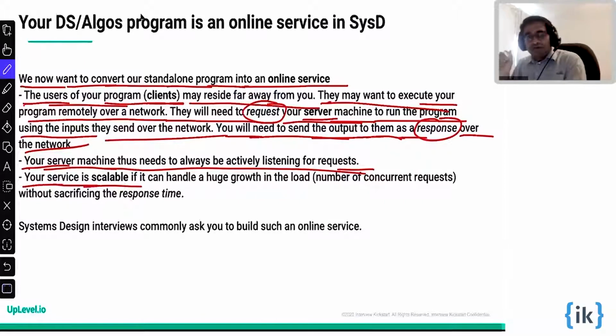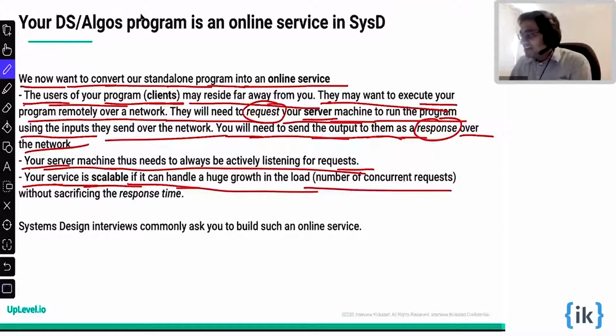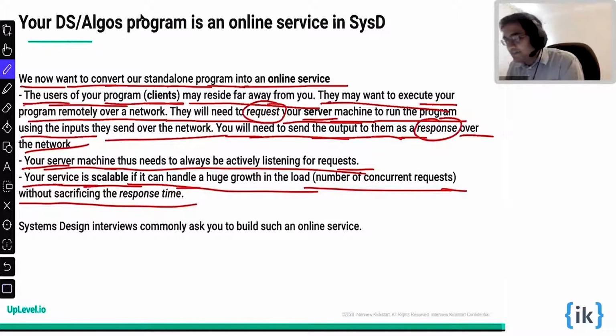And what you want to do is first build an online service in a way that's also scalable, which means when the traffic increases, when the number of users and the number of simultaneous requests they're sending in, as that number goes up, you want to still be able to serve those requests without sacrificing the response time. And that's what we call a scalable service or a scalable system.